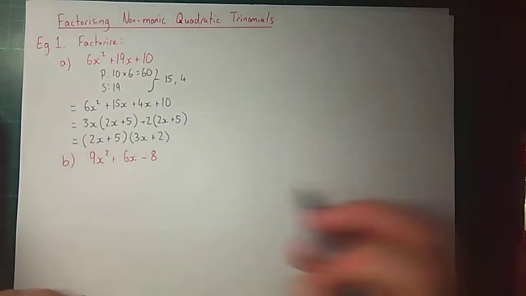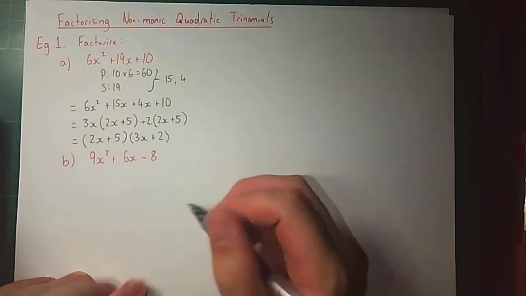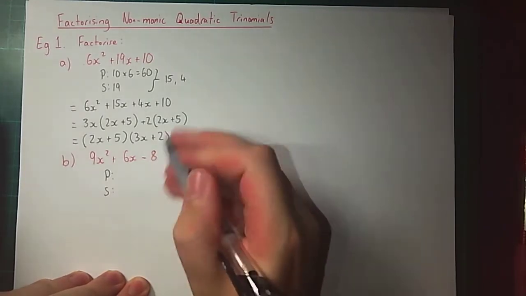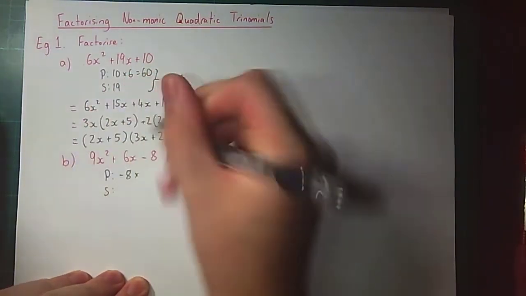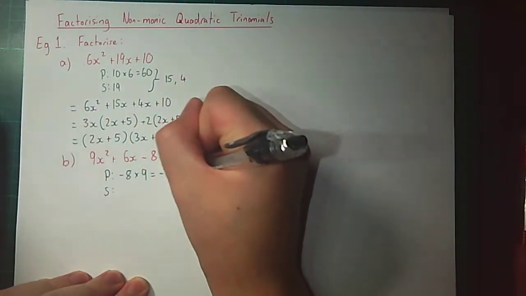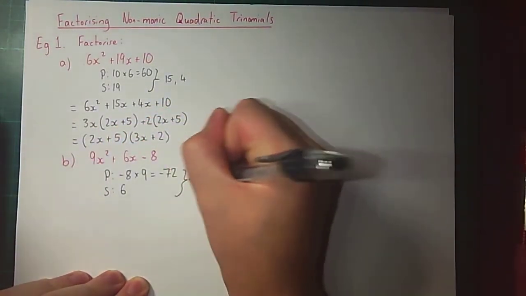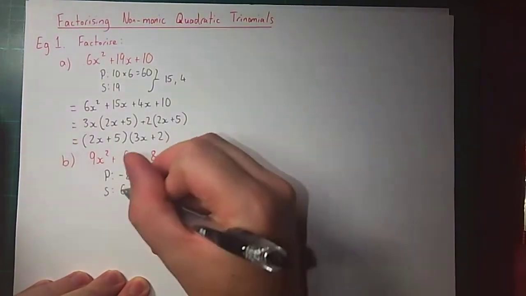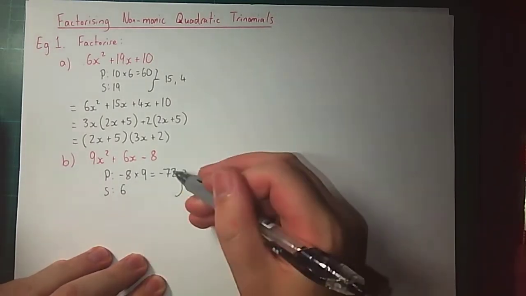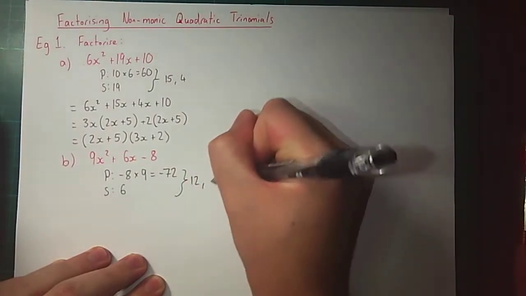Our next part of the example, for part B, is going to be 9x squared plus 6x minus 8. So once again, we're going to get our product and sum. For the product, it's going to be this number, the minus 8, and we're going to have to multiply it by the number in front of the x squared, which is 9, which we know is negative 72, and then the sum's going to just be that positive 6. So we need to find two numbers that multiply to get negative 72 and add to get 6. So trial and error, however you find the two factors that will make up negative 72 and add to get 6, we'll find it's 12 and negative 6.